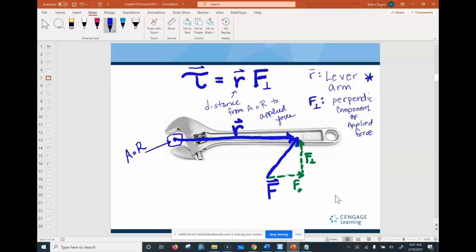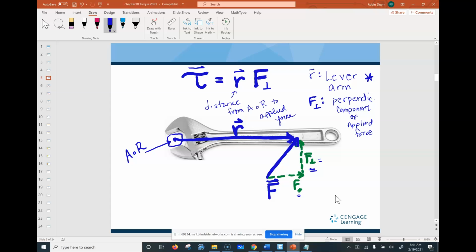So if this is my original applied force, this blue vector right here, that's F. We can just break it into vectors like we normally do. We have F parallel, and then we have F perpendicular. The only part of that force that's going to give torque is this perpendicular part. So that's the only part. And if you multiply this distance times the perpendicular component of the force, you're going to get the amount of torque.